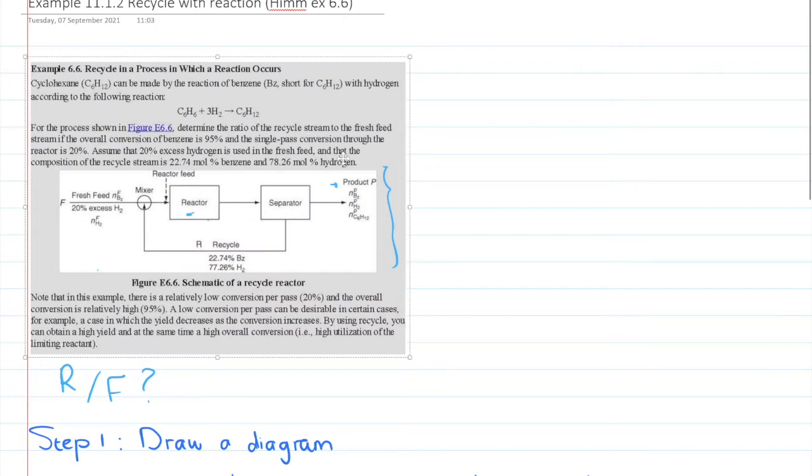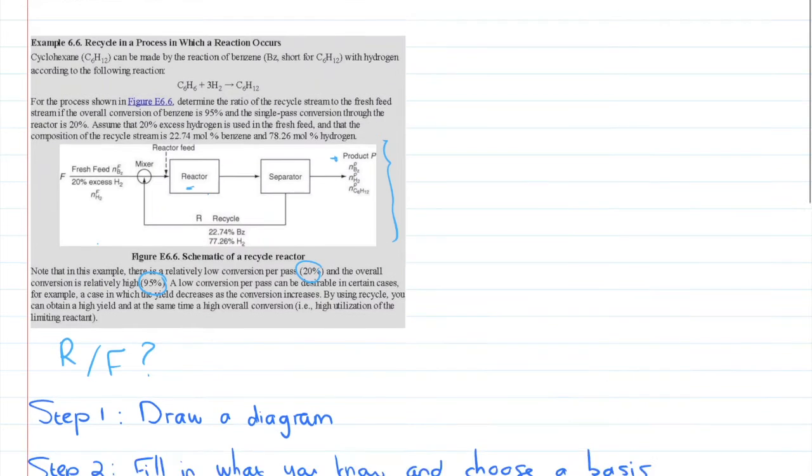They also give you that the reactor has a 20% conversion, but that the overall conversion is 95%. And we get that 95% conversion by using this recycle. Then the question that they have is, what is the ratio of R over F? So that's what we need to calculate. We need to find out what is R and what is F. So the first step is to draw a diagram.